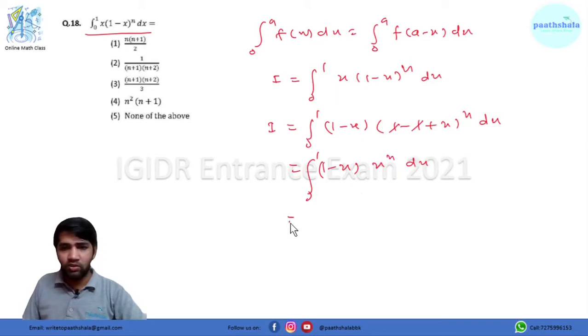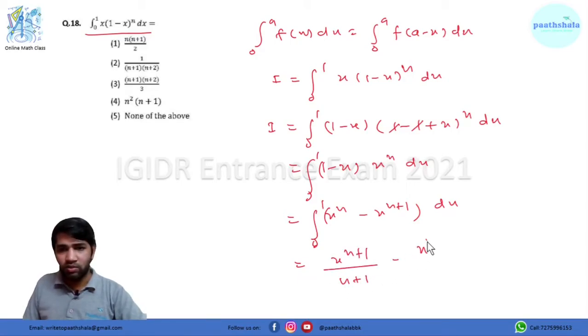Now multiply x to the power n inside, so you will get x to the power n minus x to the power n plus 1. Okay, and this integral is 0 to 1 dx. Now solving this is very easy. This will become x to the power n plus 1 by n plus 1 minus x to the power n plus 2 by n plus 2, and this will go from 0 to 1.